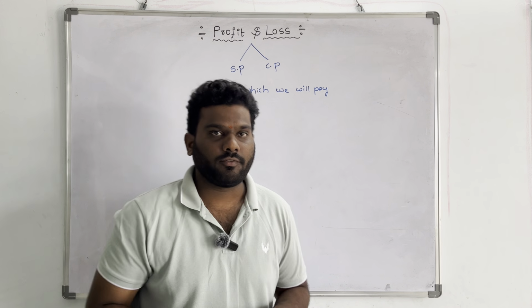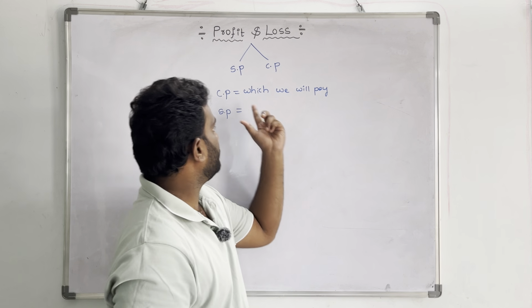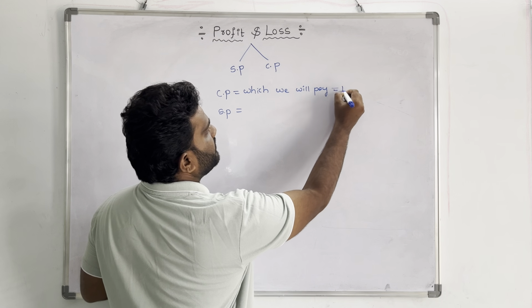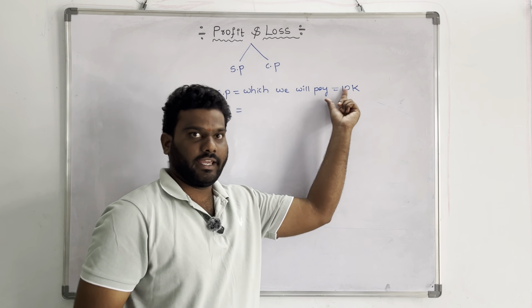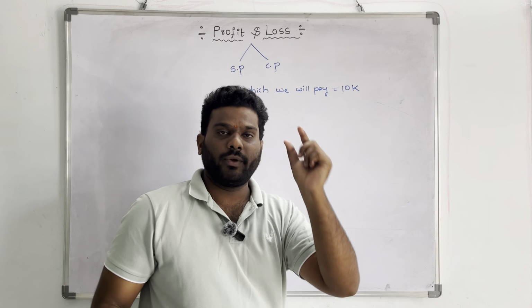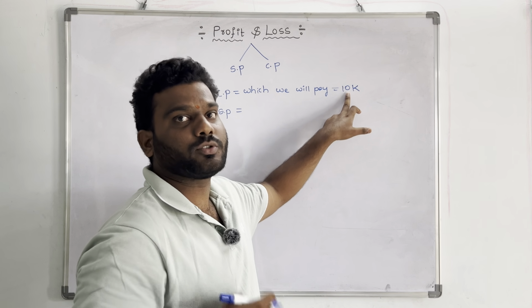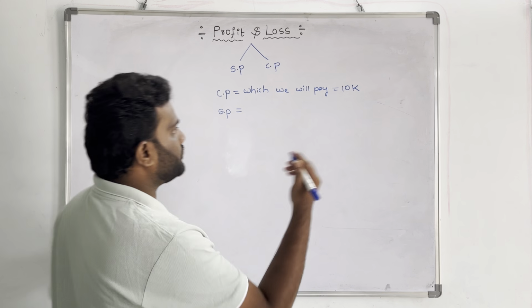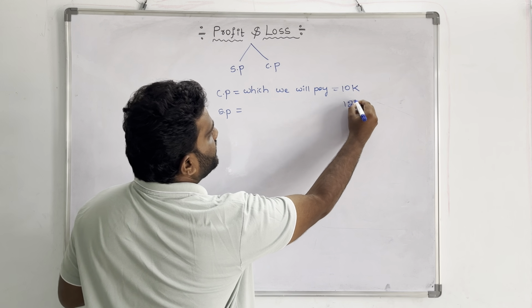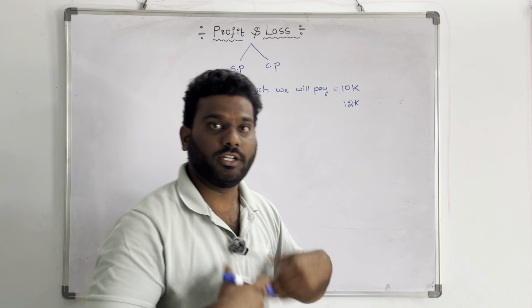Coming to selling price, let us take an example. You bought that mobile for 10,000. Here that 10,000 will be the cost price. So you bought a mobile for 10k, and depending upon your smart mind, you sold that mobile phone you bought for 10k for 12k.